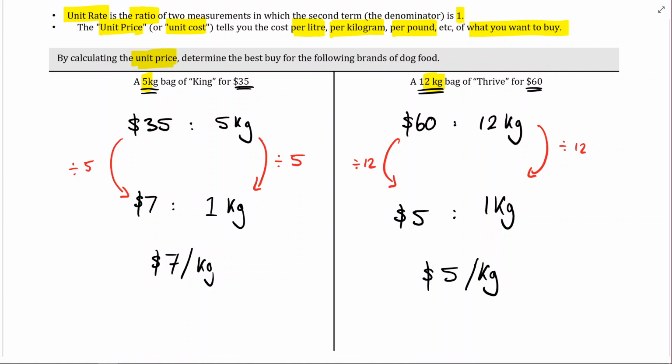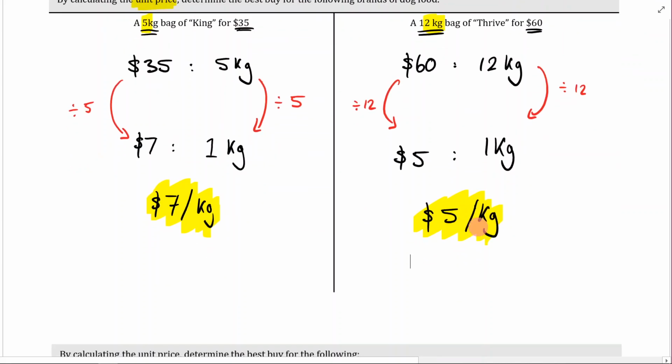So now we have our two costs. We have $7 a kilo. We have $5 a kilo. Now we can compare properly because they're both 1 kilogram. It's very easy just to compare the amount it costs for 1 kilogram. And obviously $5 for 1 kilo is a best buy. So that means this is our best buy.